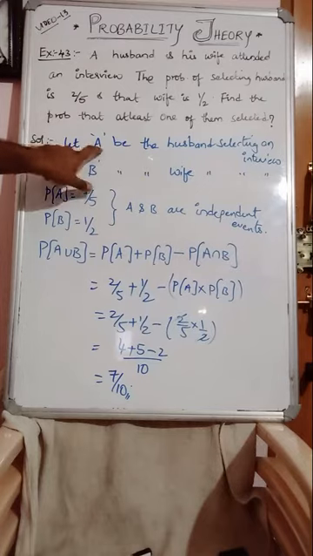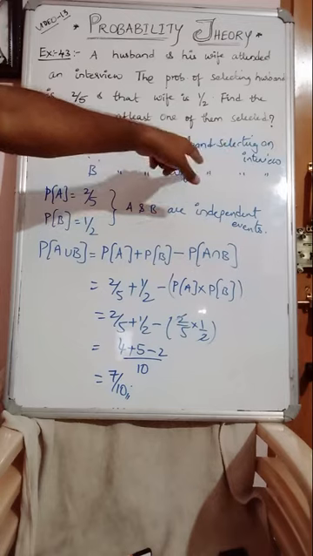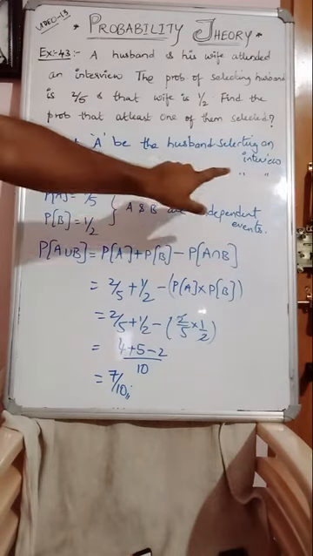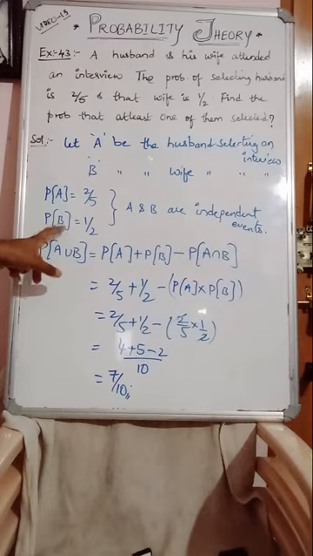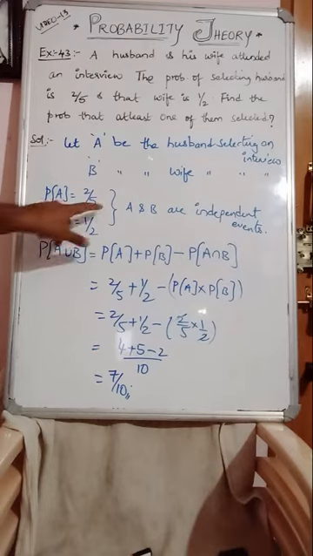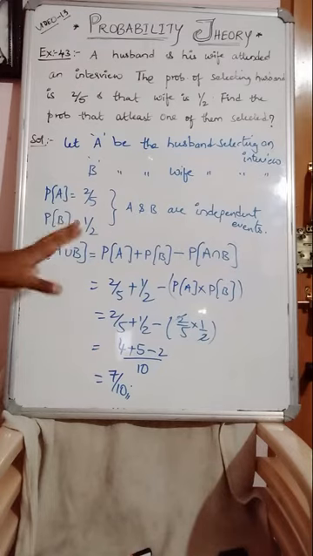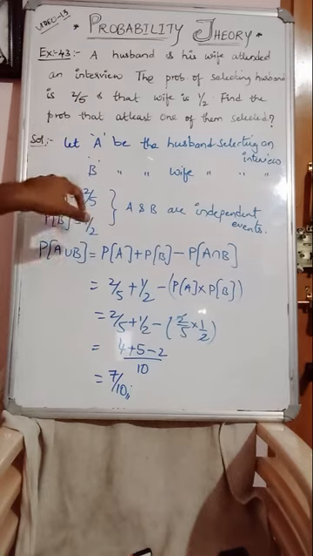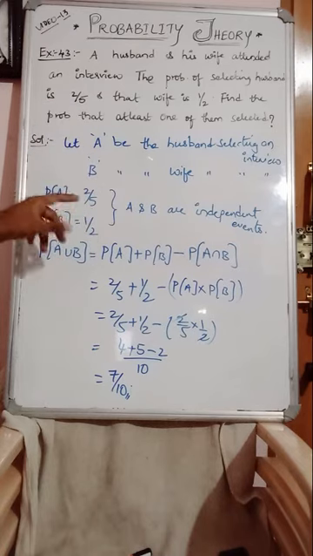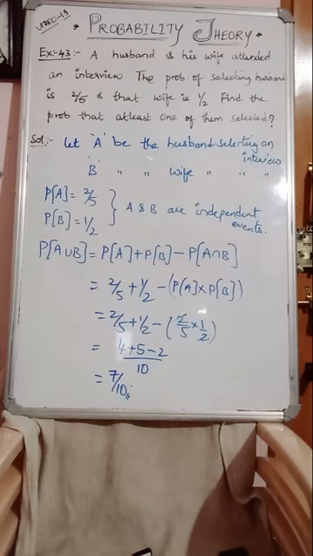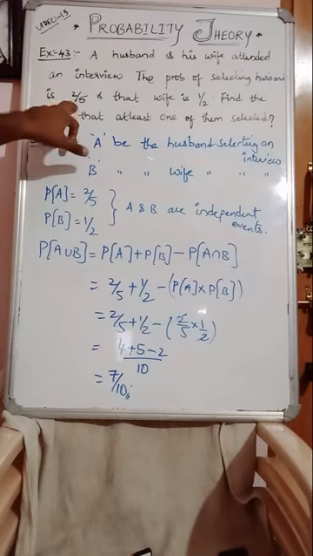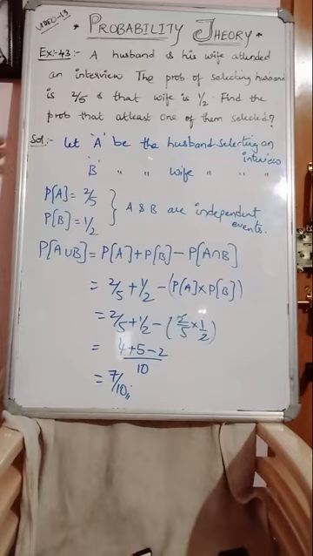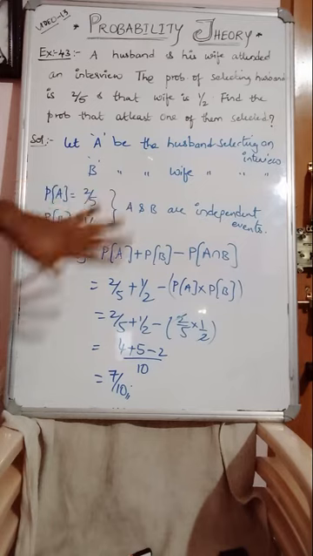So let A be the event of selecting an interview by the husband, and B be the event of selecting an interview by the wife. The probabilities of individual wife and husband selection are given as 2 by 5 and 1 by 2. As you all know, A and B are totally independent here. Independent probabilities, independent events. Husband and wife are totally independent in this problem because separately they are attending an interview. Together they are not appearing with one single probability. The husband's selecting probability is different and the wife's selecting probability is different. Definitely A and B, husband and wife, are independent.